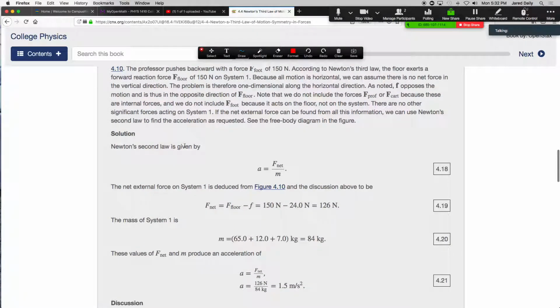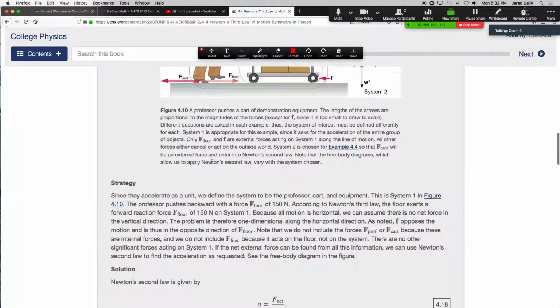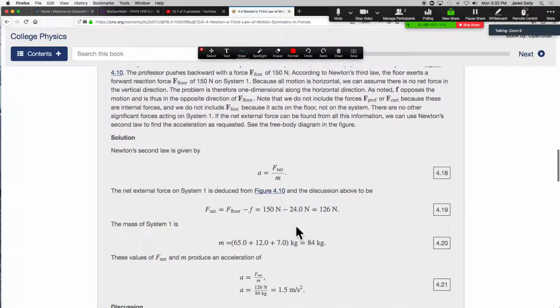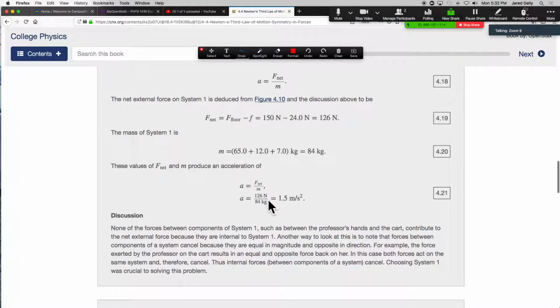In the first system, we have the professor pushing on the floor. So acceleration equals net force over mass, and they want us to solve for the acceleration. So we're going to first solve for the net force. The force pushing on the floor minus the force of friction, 126 newtons. The mass is the mass of the professor plus the mass of the cart plus the mass of the stuff on the cart, I guess, equals 84 kilograms total. And you take that force divided by that mass, you get 1.5 meters per second squared.